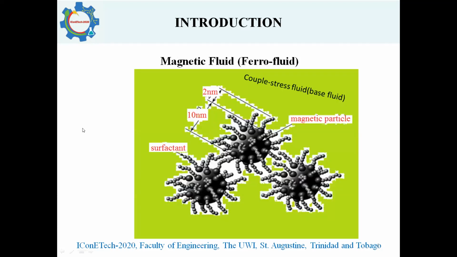Here we have our magnetic fluid, which consists of three parts: a base fluid, for which we use a couple stress fluid, a magnetic particle, and also the surfactant. The surfactant head is attached to the magnetic particle, and the tail is an elastic cushion which keeps the magnetic particles apart so that they do not aggregate together due to the van der Waals forces. The diameter of the magnetic particle is about 10 nanometers and the surfactant tail is about 2 nanometers.